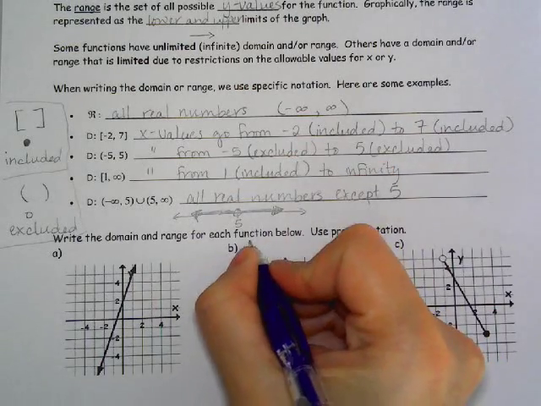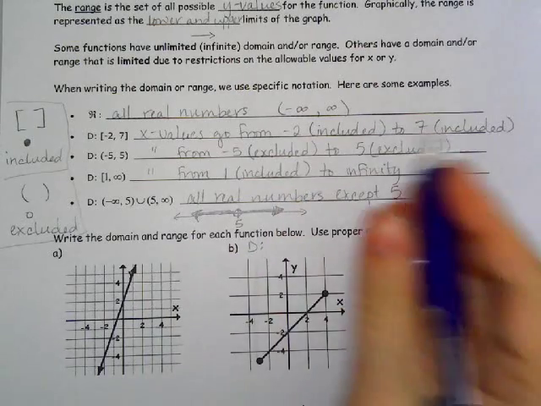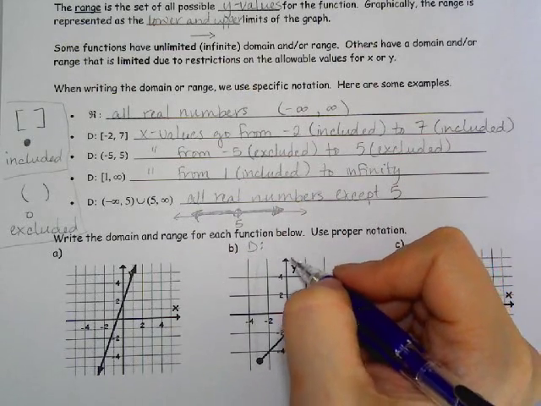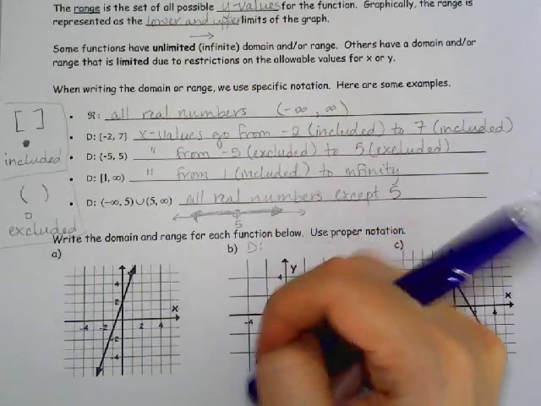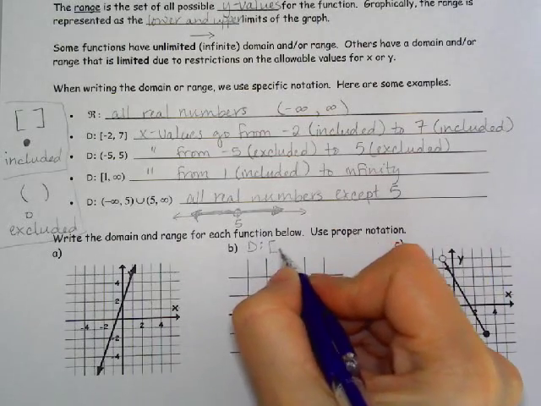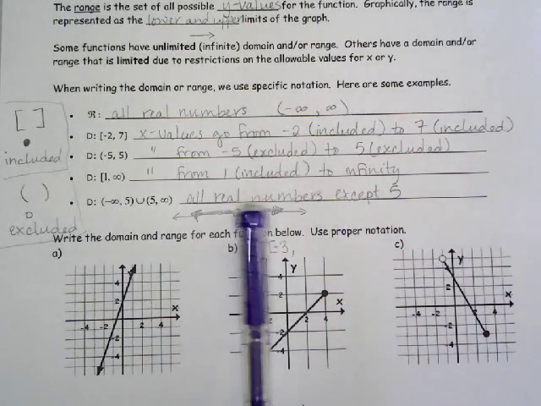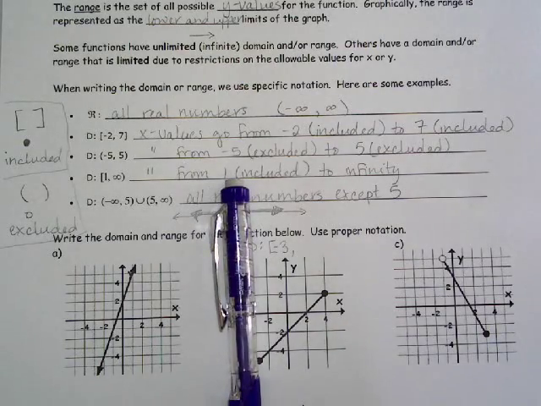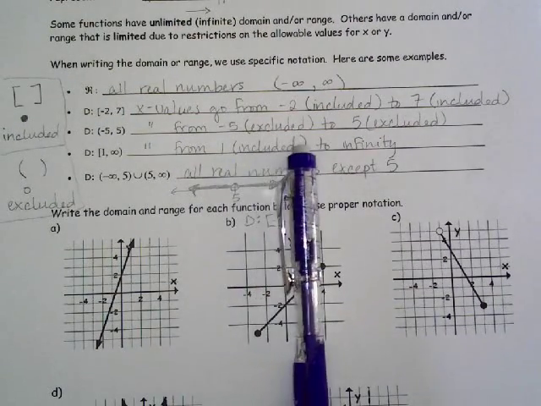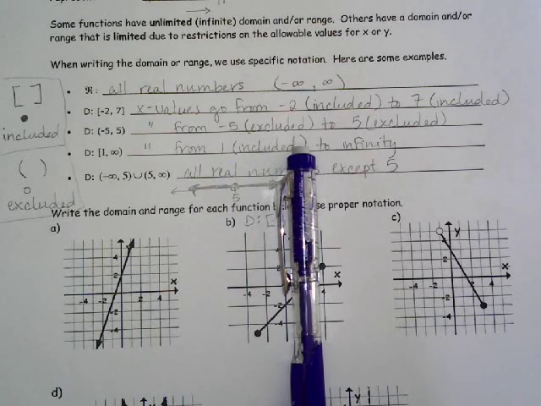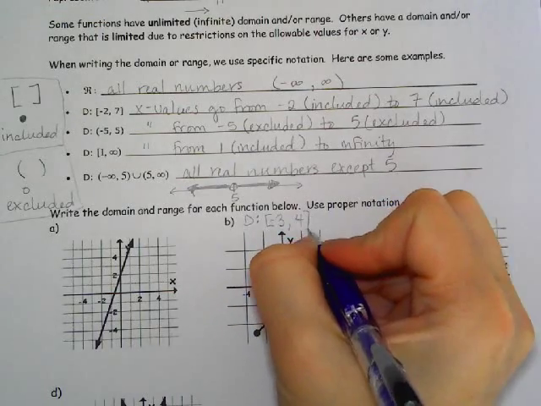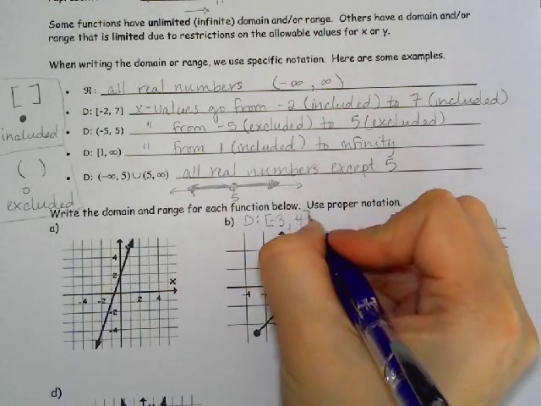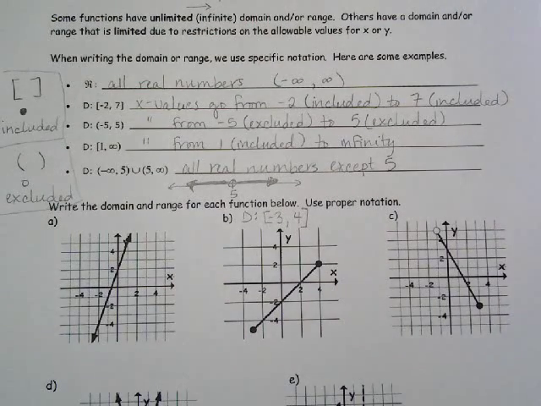So the domain, and is negative 3, is that going to have a bracket or parentheses? Bracket, because that's a filled in circle. So it goes from negative 3, and then I just take that pencil and go over until I hit the end of it. What's my highest x value? 4. Also included. Make sure you're very, very clear in your notation when you're using brackets and when you're using parentheses.